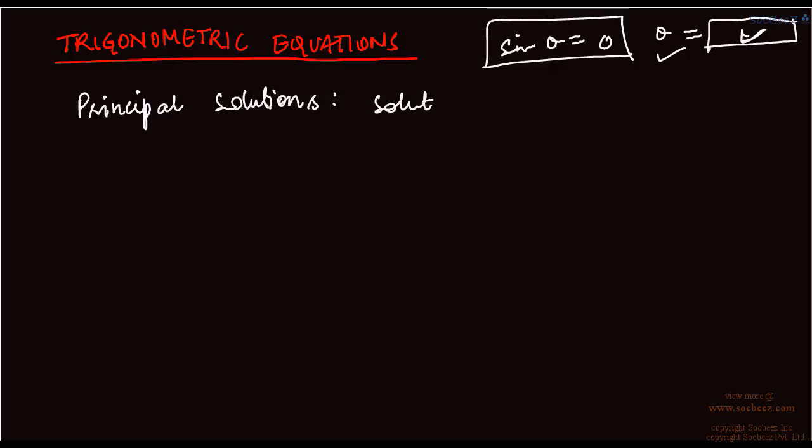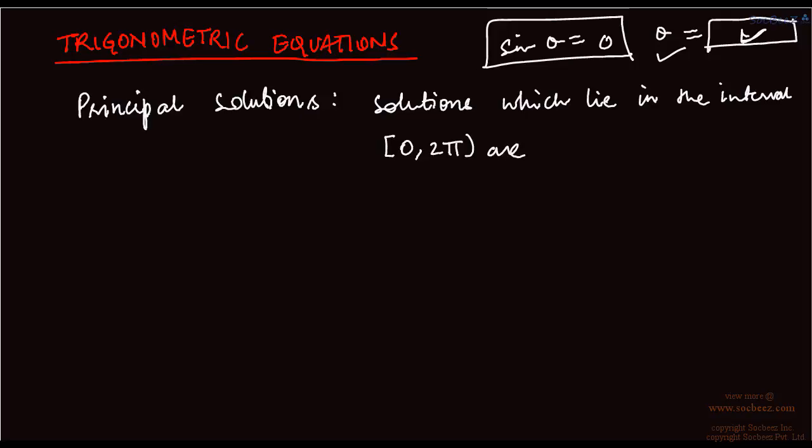Now, these principal solutions are solutions which lie in the interval 0 to 2 pi. Okay, whereas for general solutions, first you have principal solutions which are in this range, which covers the first to fourth quadrants, all 4 quadrants.